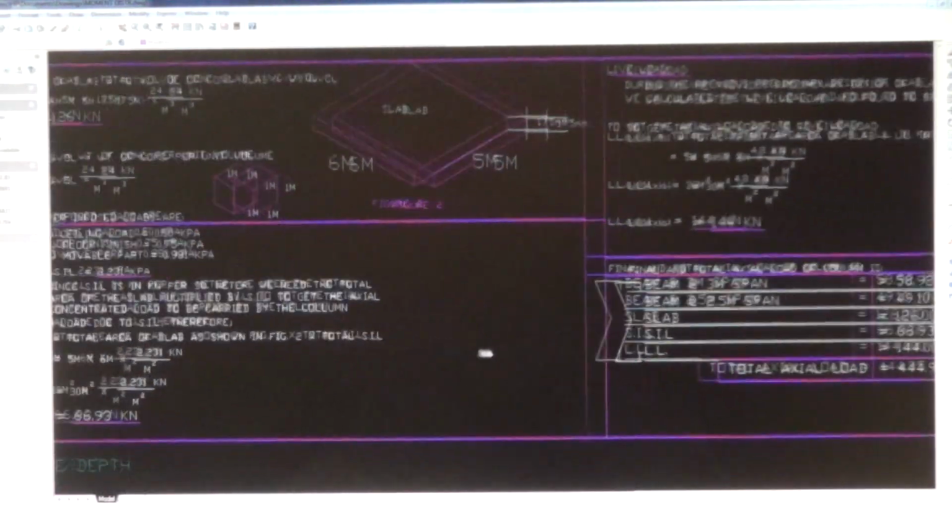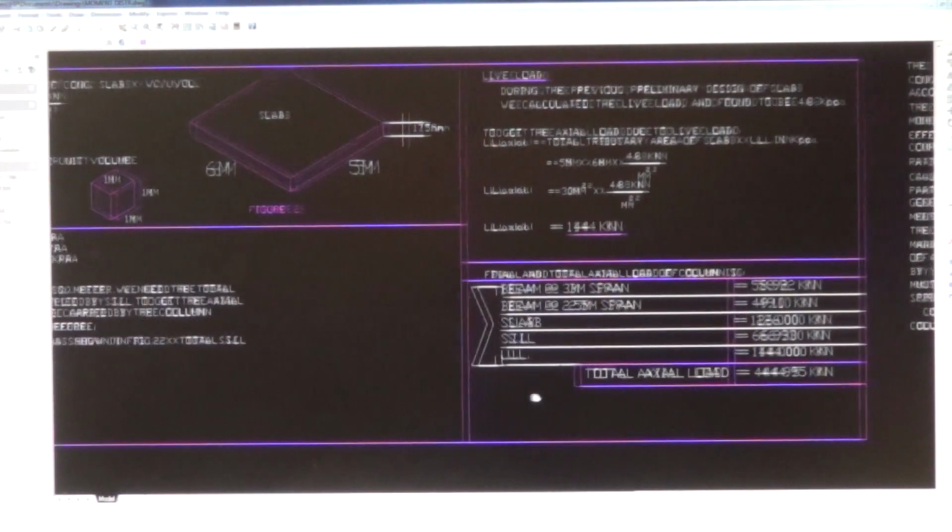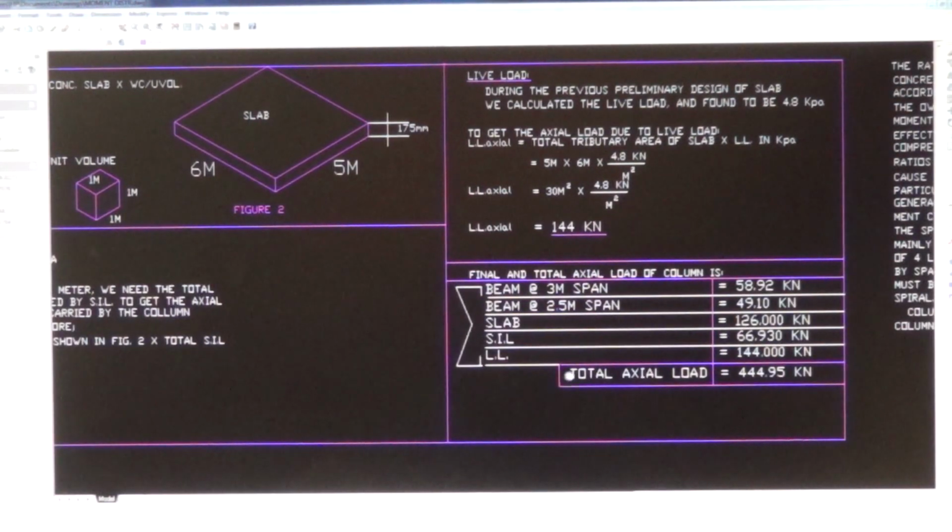Okay, for the next video we're ready to design the column. I'll show you how to design the column following some ACI code recommendations.